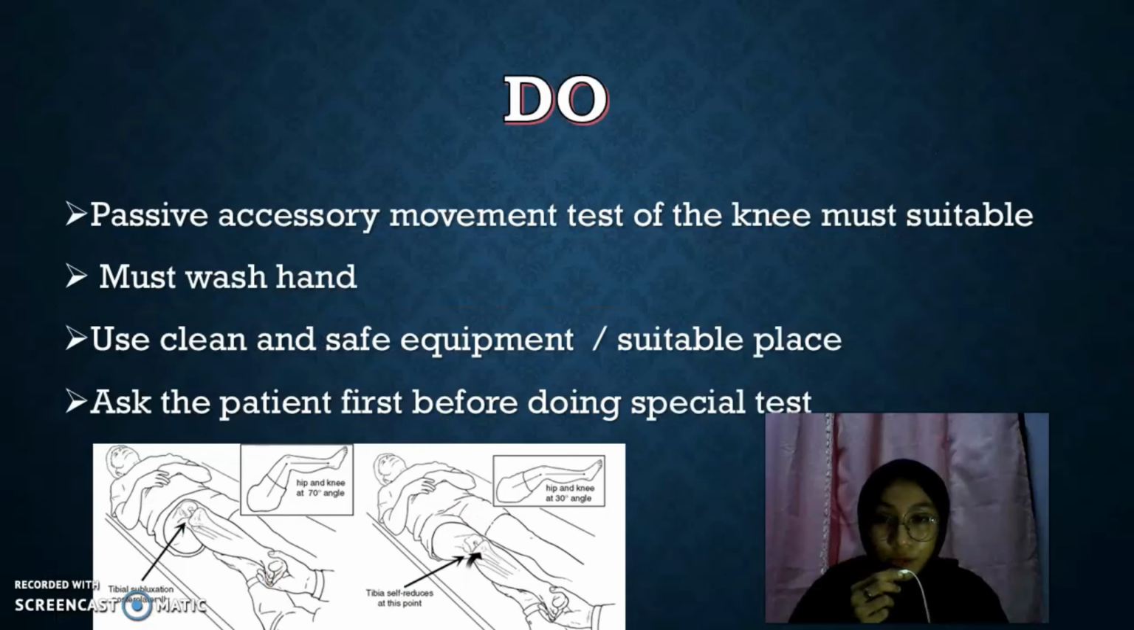So we can move to the do's. Okay, first of all, we must do basic accessory movement tests of the knee, whichever is most suitable. The second one, before we start the special test, we must wash hands. After that, use clean and safe equipment, or choose a suitable, safe place to do a special test. The next one is to ask the patient first before doing the special test.